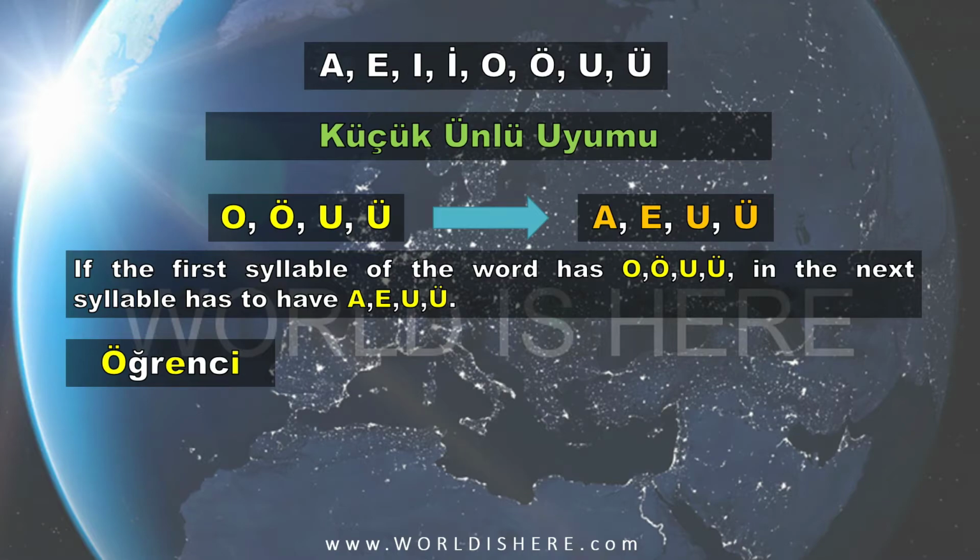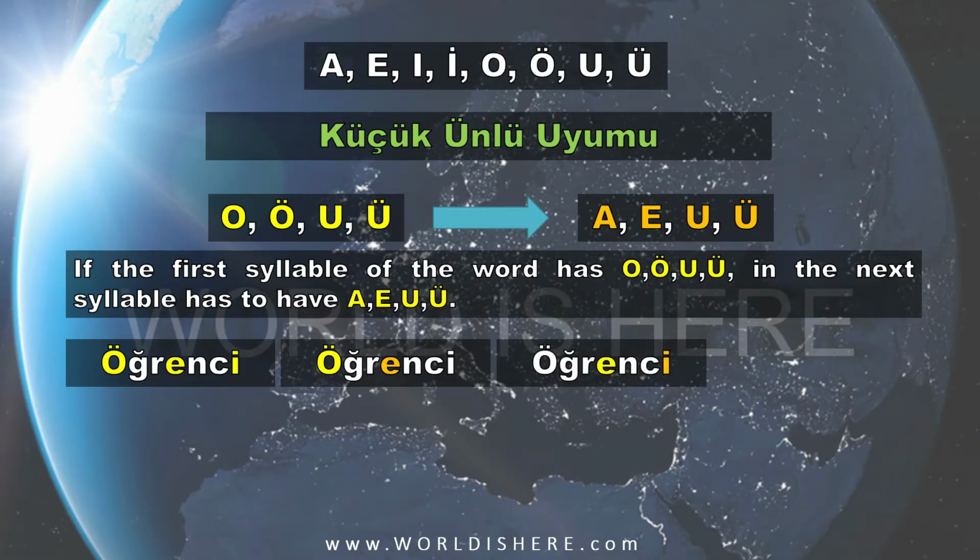Öğrenci, student, öğrenci. The first one is ö. So as I know, after ö has to be a, e, u, ü. I'm checking. And yes, there is e. Okay, the rule is working. So right now here the vowel is e. I just studied that. After e has to be a, e, I, right?